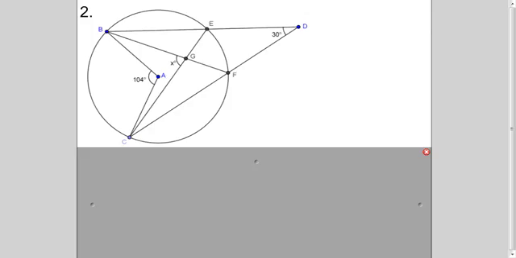Okay, same idea. Try this example on your own, and then come back here and check your work with mine. So they give us a central angle here, and we have two inscribed angles that intercept the same arc, BC. So we know that the inscribed angles have half of the measure of that central angle. So this is 52, and this one's 52.